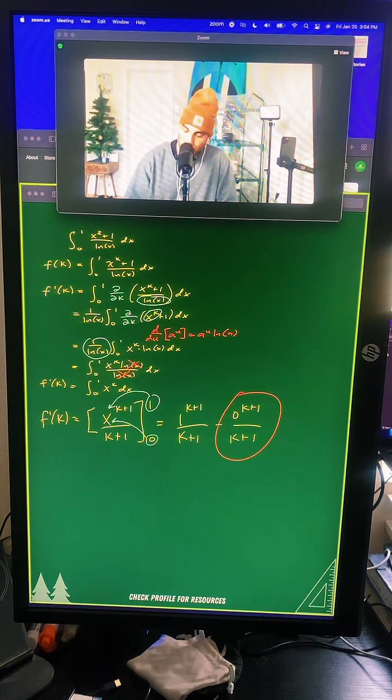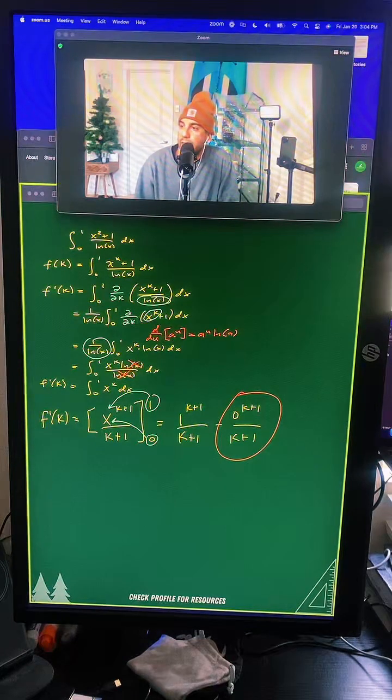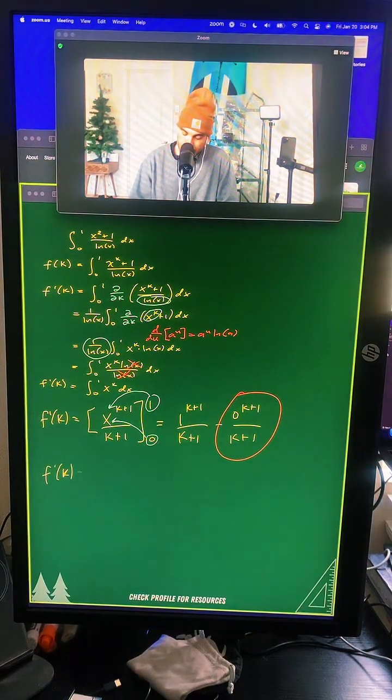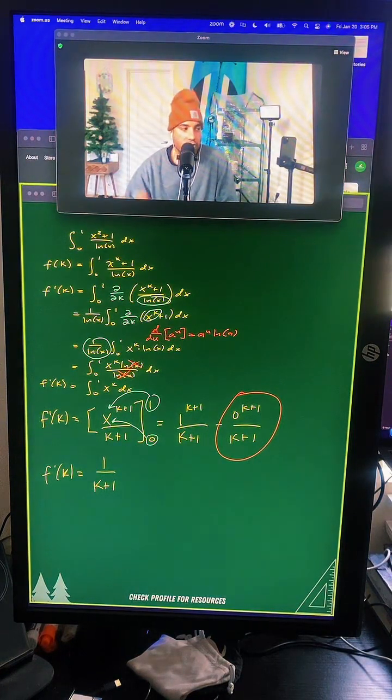Now, let me know in the chat, what is this value that I circled in red equal to? Can anyone tell me what that value is equal to? 0 to the power of k plus 1 over k plus 1. Thank you. Yes, I see a bunch of zeros. That is 100% correct. So now what we have is f prime of k is equal to 1 to the power of k plus 1 over k plus 1, which is just 1 over k plus 1. Look at that. And now we just have an equation in terms of k.